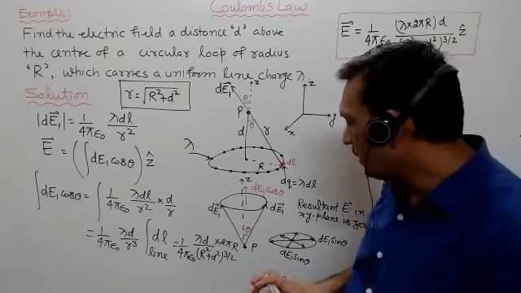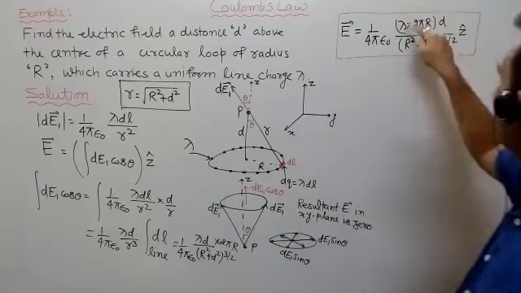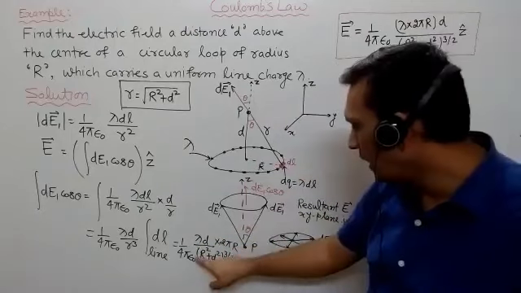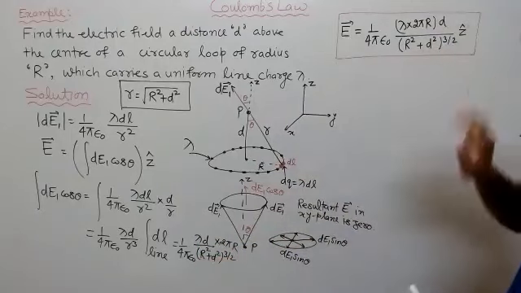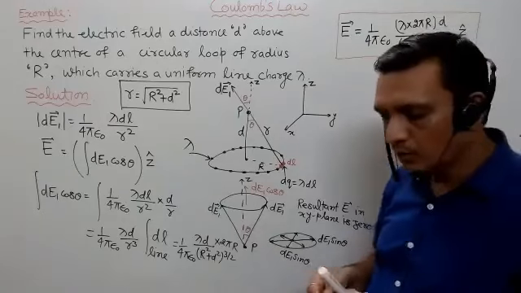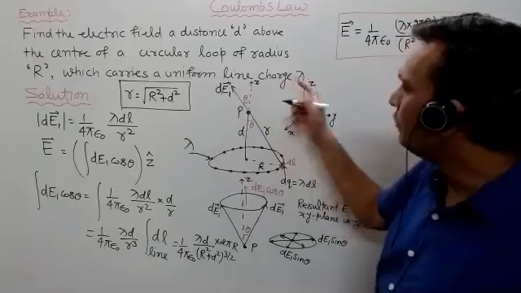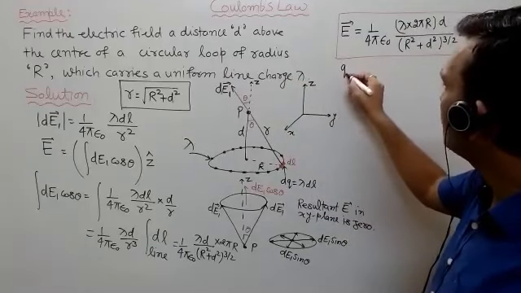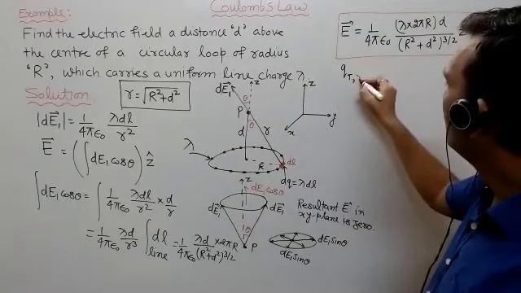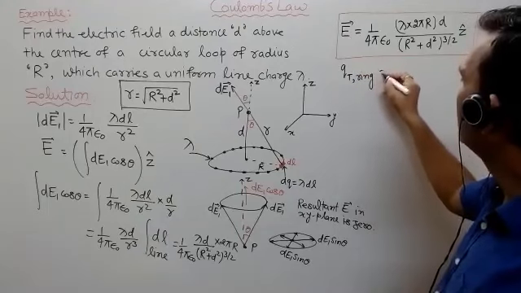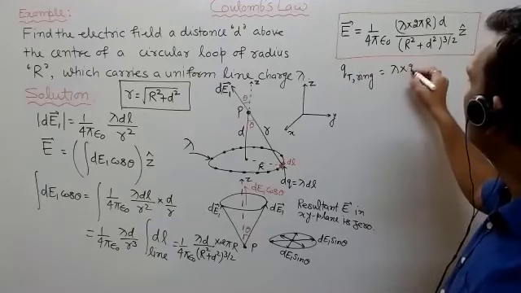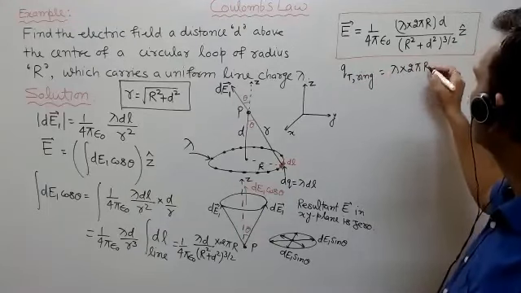One by 4 pi epsilon naught lambda into 2 pi r, this is d by r square plus d square power 3 by 2. Now, since lambda is uniform, what will be the total charge on the ring? Lambda into 2 pi r.